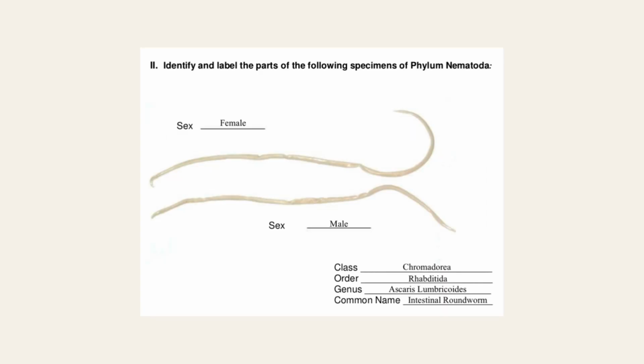For phylum Nematoda, first we have is Ascaris lumbricoides. Its classification is it is under class Chromadorea, order Rhabditida, and a species of the genus Ascaris. It is also commonly known as the intestinal roundworm. In this picture, the sex of the first one on the upper part is female, while the second one below it is male. One identifiable trait to distinguish the two is how a male Ascaris lumbricoides appears smaller than a female one. Also, its posterior end is spirally coiled as we can observe.